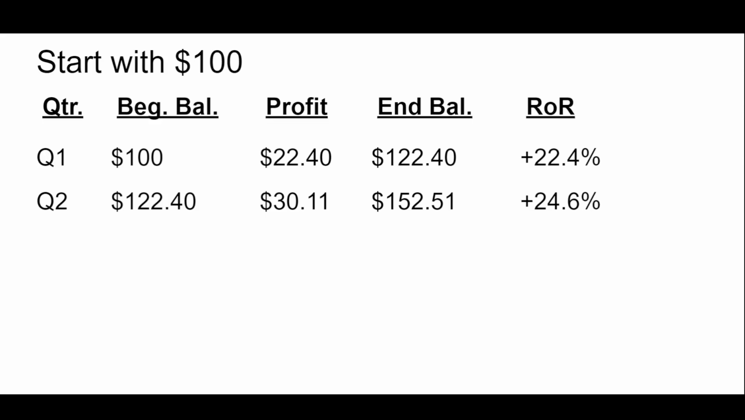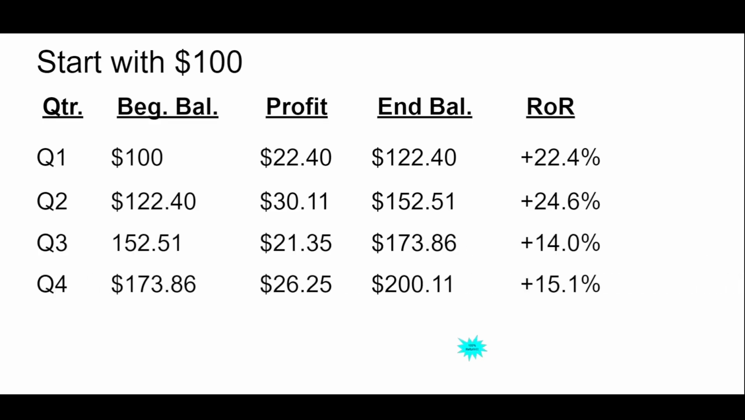Doing so would give us a return of 24.6%. We do this again for both the third and fourth quarters, and we see that by the end of the year, we have doubled our account balance, even though the quarterly return values don't actually add up to 100%. And this is the magic of compound returns. So we started with 100, we're now at 200. Even though the individual quarterly returns don't add up to 100%, because the returns are compounded, we actually yielded a 100% return for the year.